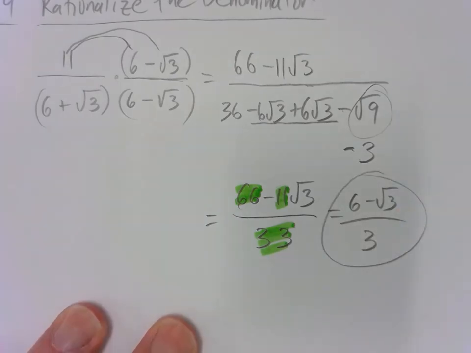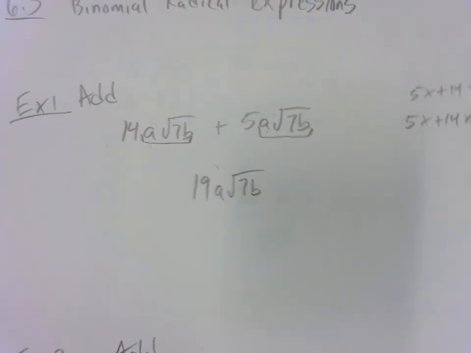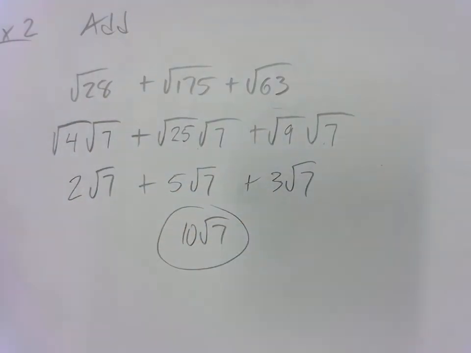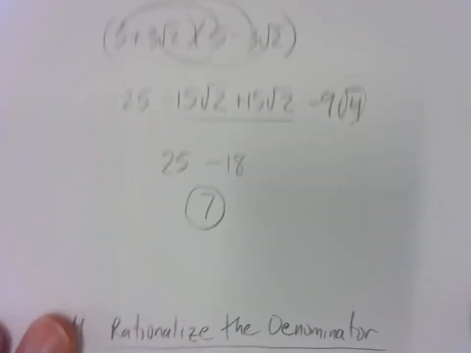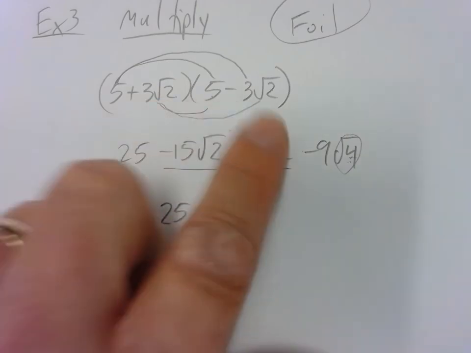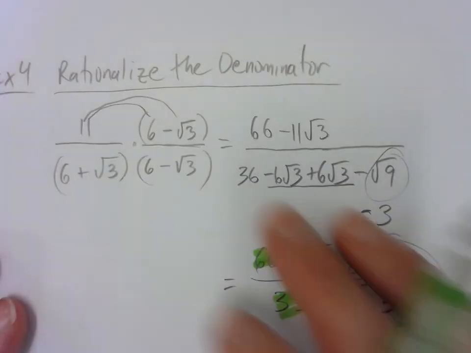So what we did is we added together like terms. Example 2, we created like terms so that we can't add or subtract. Adding and subtracting basically do the same thing. We multiplied 2 things together by FOIL, 2 binomial radical expressions, and then we used that technique of multiplying to rationalize the denominator.